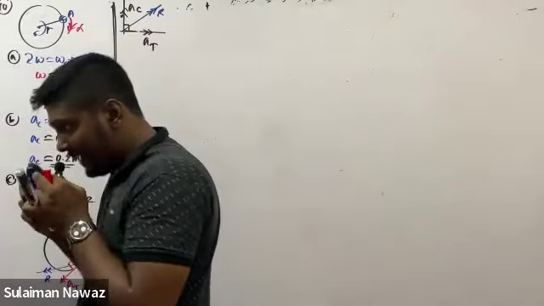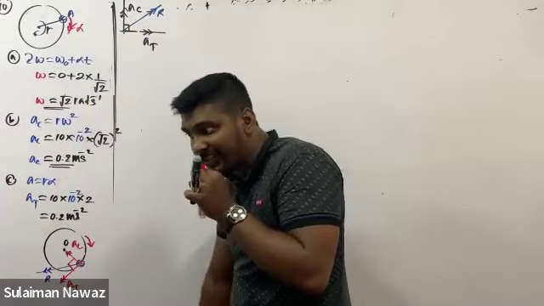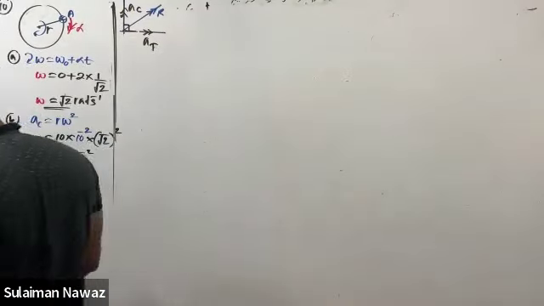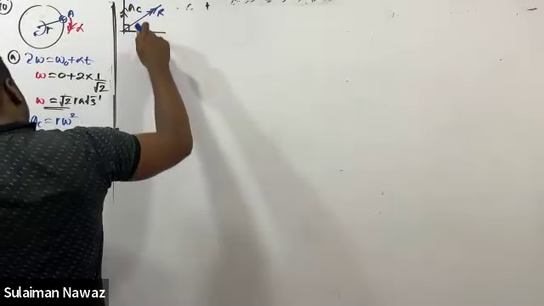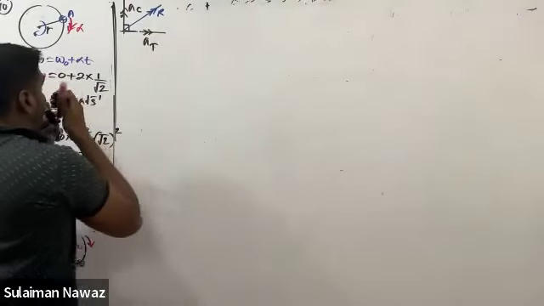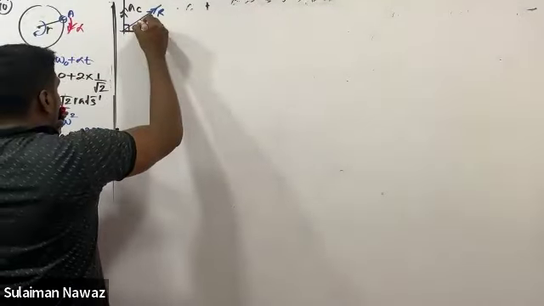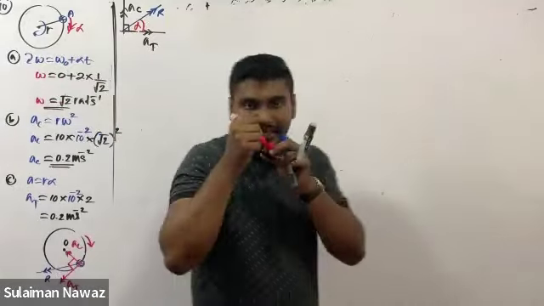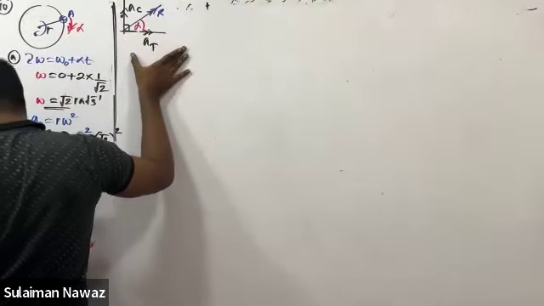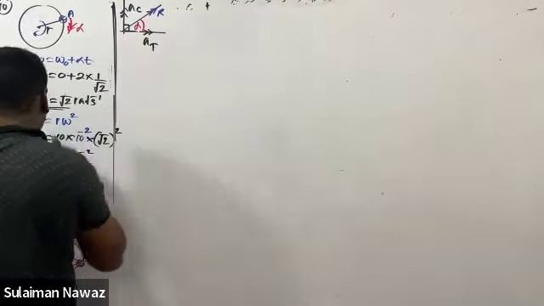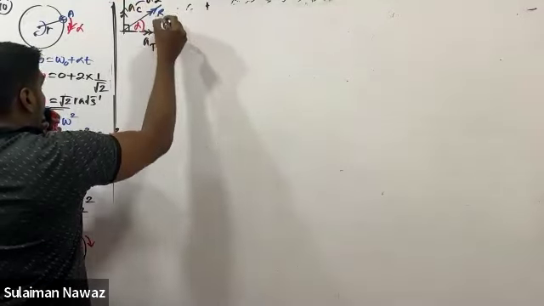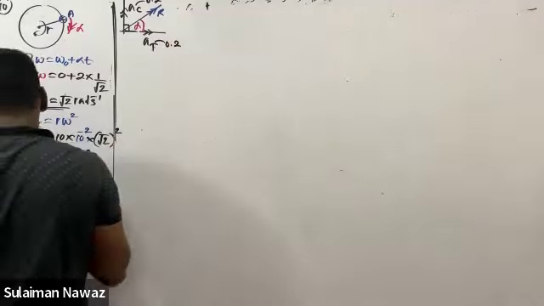So they are asking for the angle between the resultant acceleration and the tangential acceleration. That means I want to find this angle. But here you don't need to calculate the angle. Automatically, you know why? Because centripetal acceleration is also 0.2 and tangential acceleration is also 0.2. Your a_c is 0.2, a_t is also 0.2.